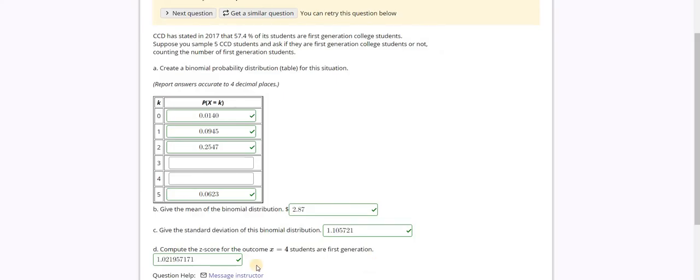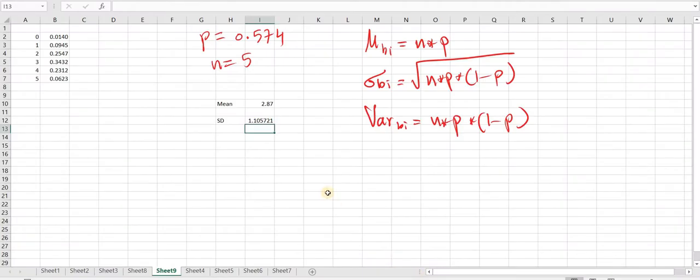The last question says, compute the z-score for the outcome x is equal to 4. This is basically saying compute the z-score for the number 4. To compute the z-score, we need the mean. We computed it. We need the standard deviation. We computed it in the previous steps.